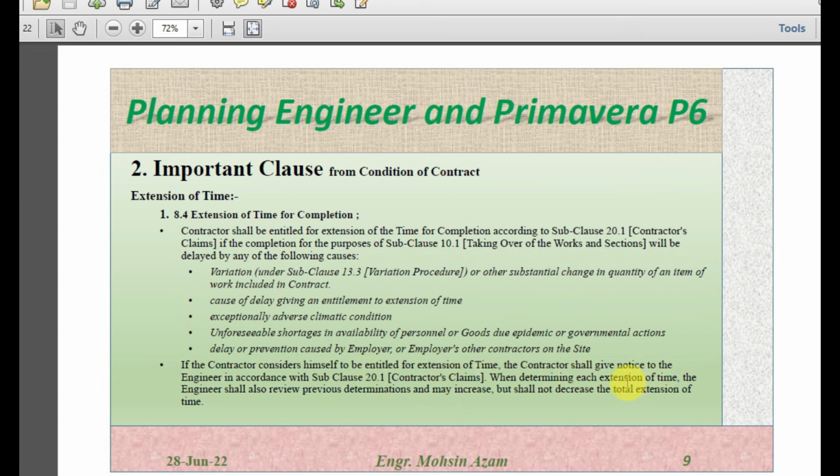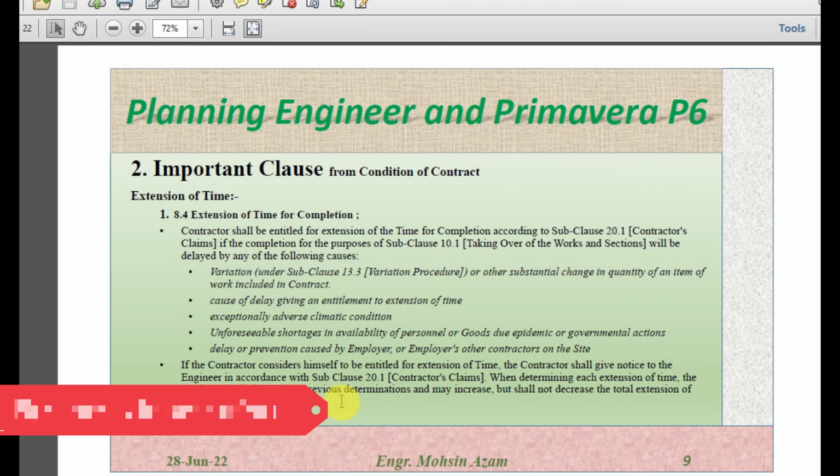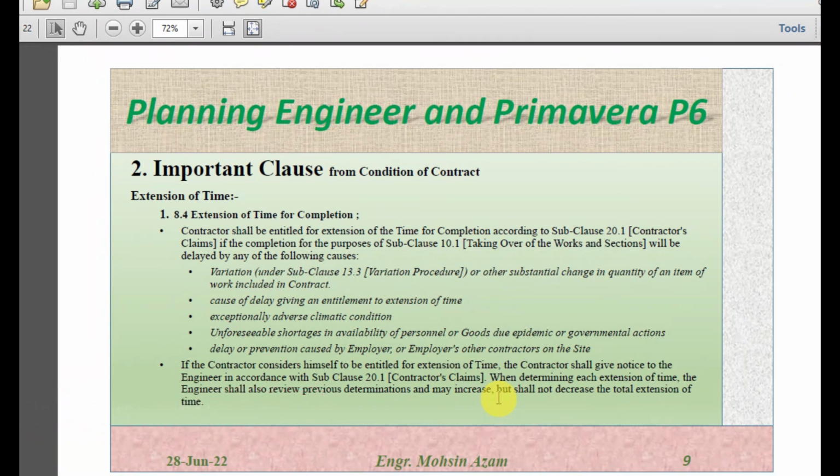When determining each extension of time, the engineer shall review previous determinations and may increase but shall not decrease the total extension of time. So the contractor should keep on submitting the notices under subclause 20.1 for all the delays, and the engineer should determine each extension of time, and he shall also review the previous determination, and he can increase the time for the completion of the project, but he cannot decrease. So once the extension of time is given to the contractor, the engineer cannot decrease the total extension of time.